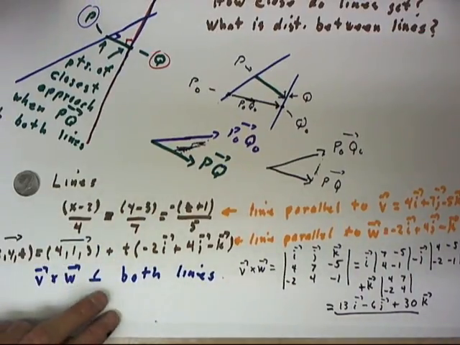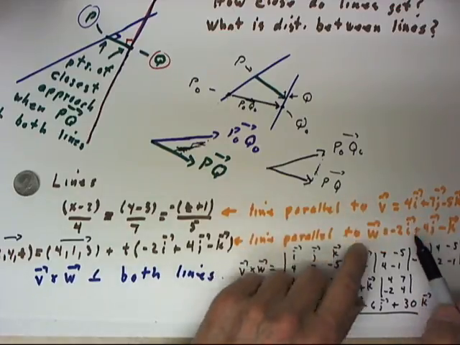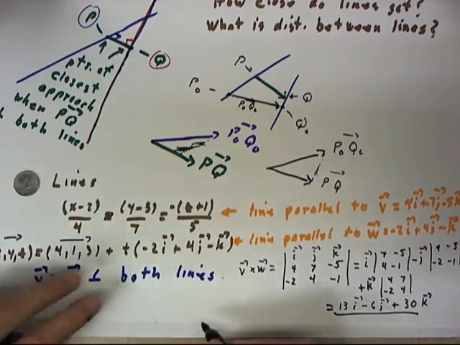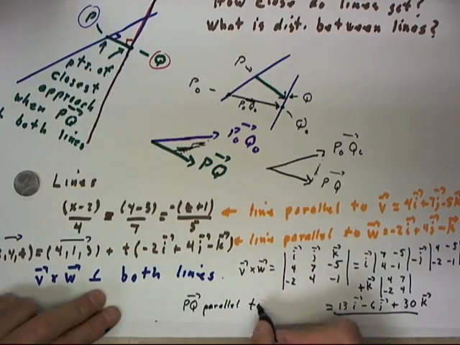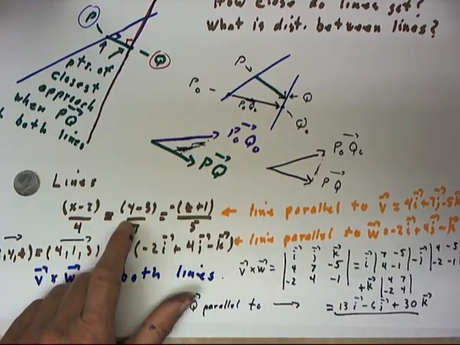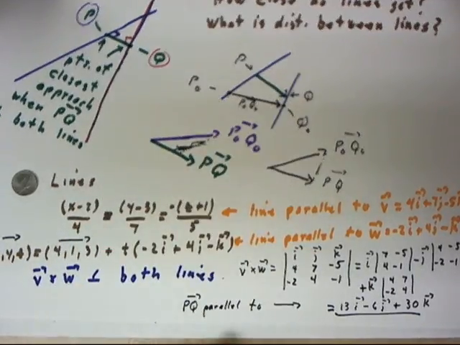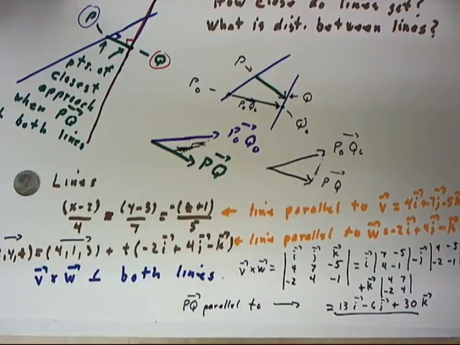So this vector is perpendicular to the vectors that are parallel to these lines, so we know that our vector PQ is parallel to this vector. If we can then find a point on each line, we can form the vector between those points and project it onto PQ and obtain the distance between the two lines.